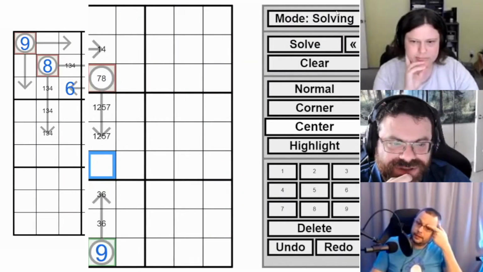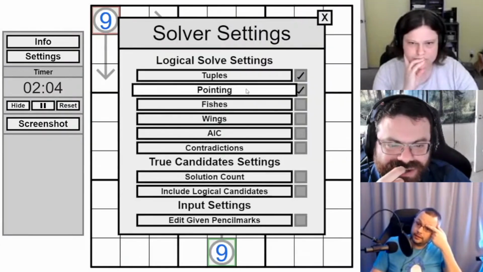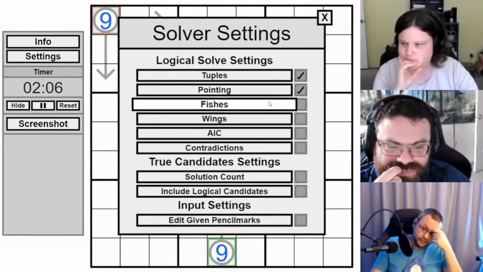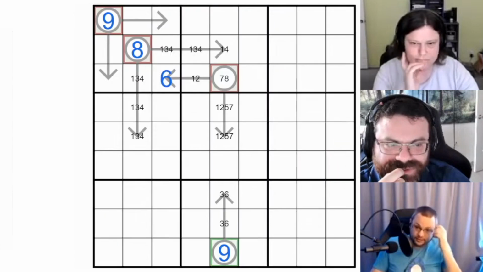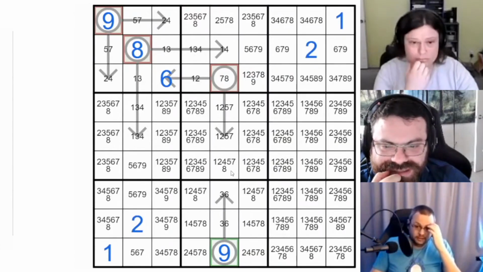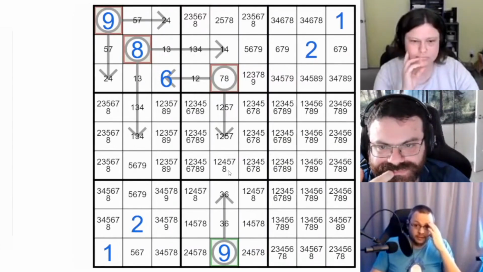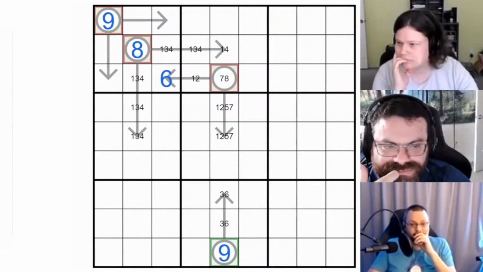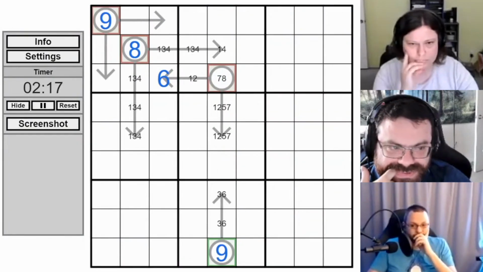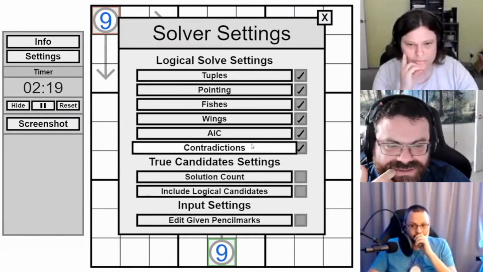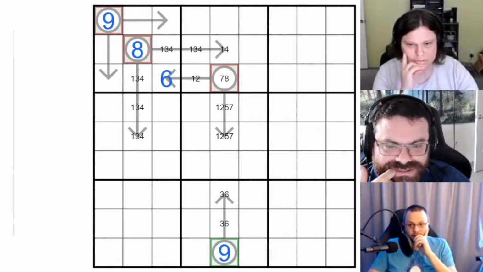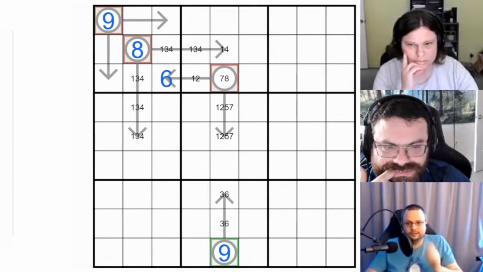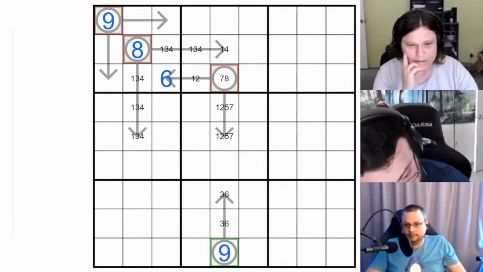So whenever I'm a little bit confused and can't figure it out, I turn off everything except tuples and pointing, and I see if my solver figures it out with solution path, and it doesn't. So it's not obvious. That is a very helpful thing to do. Then I see if it figures it out with everything enabled, and it takes a little bit longer.